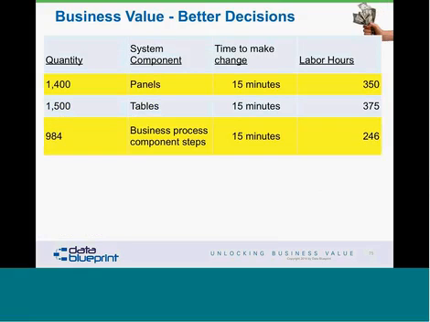What you're seeing here is that in this particular instance for the system, there were 1,400 panels that would require changes to go from person ID back to Social Security number. And if I put a measure of 15 minutes per change, that gave me 350 labor hours of time to go through and make those changes.